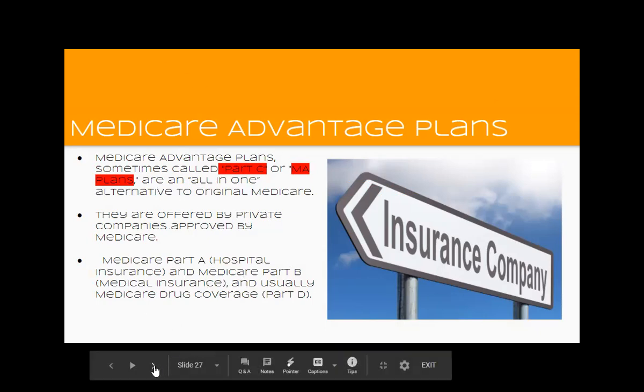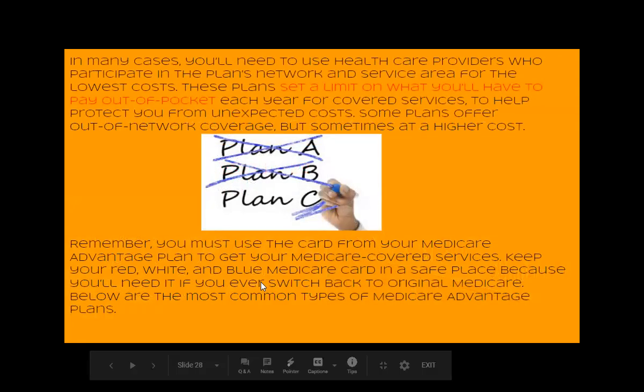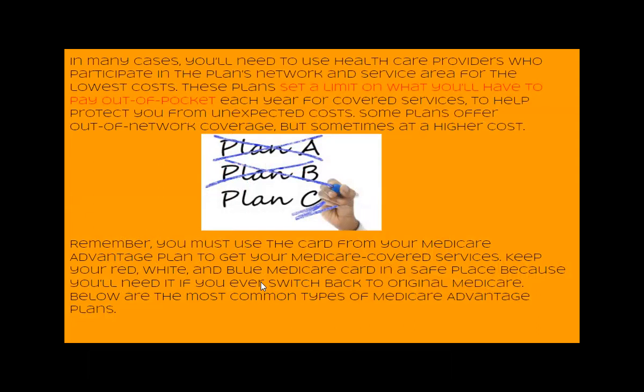CMS is the government, right? Correct. Many times you'll need a healthcare provider who participates in your plan network or service area to get your lowest costs. Now, all of these plans set a limit on what you'll have to pay out of pocket for the year, and this out-of-pocket limit changes year to year. That's one way to tell if a plan is going to be good for you: how much are you going to have to pay out of pocket for the year, for yourself, for your medicine and things like that.